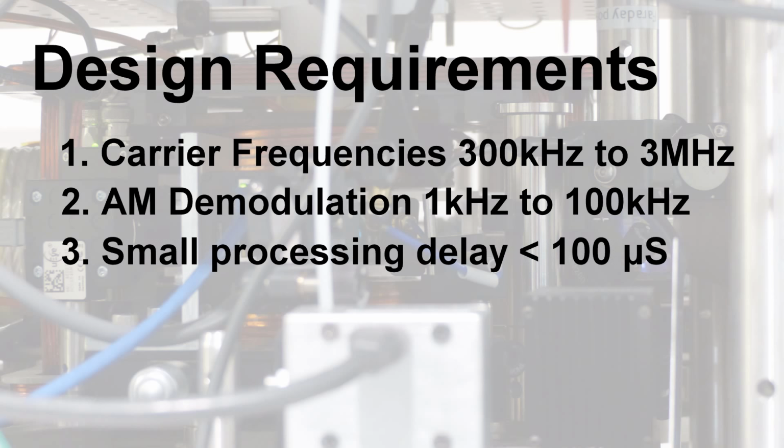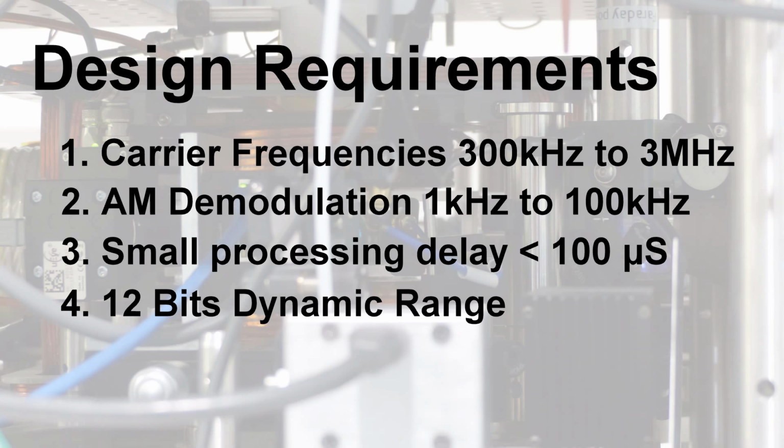Usually this AM information is about 10 kHz, and as a result 100 microseconds is about 10 cycles or 10 periods of that frequency. So we want to be able to respond fairly fast to whatever frequencies are occurring.